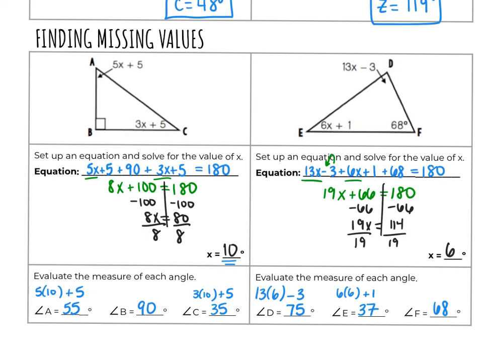So next you'll be practicing all of this information. The main idea is that inside angles of a triangle together equal 180 degrees.